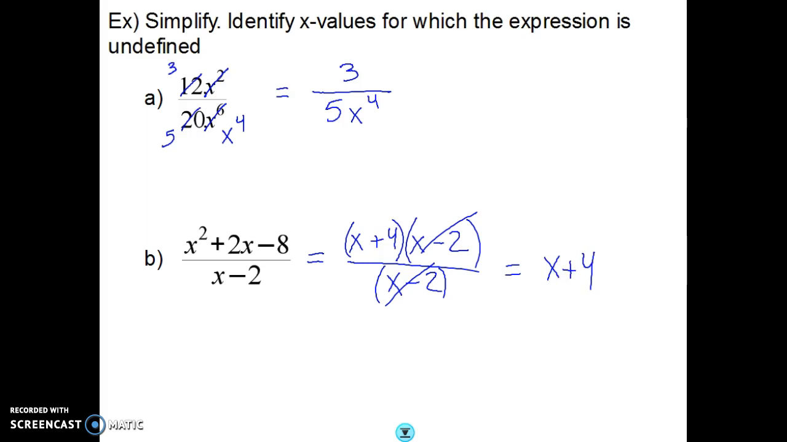Now, I actually skipped over the second half of these problems the first time we were running through, but there is another part of this. It asks us to identify x values for which the expression is undefined. So remember, all that means is that in the original expression, set your denominator equal to 0. So in this first part, 20x to the 6th equals 0. Well, the only way for this thing to equal 0 is if x itself is 0. Because if we divide away the 20, we just get x to the 6th equals 0. So this tells us that x equals 0. That is where this expression will be undefined.